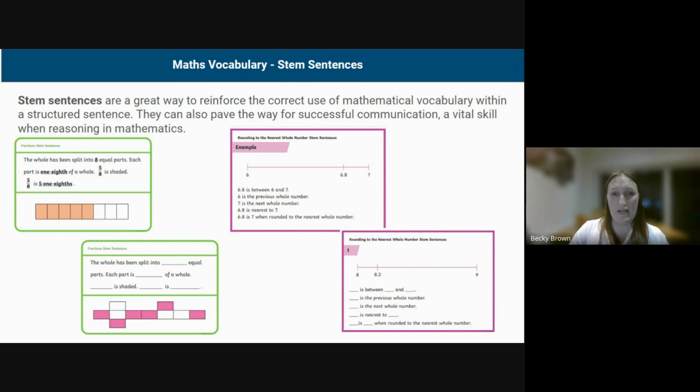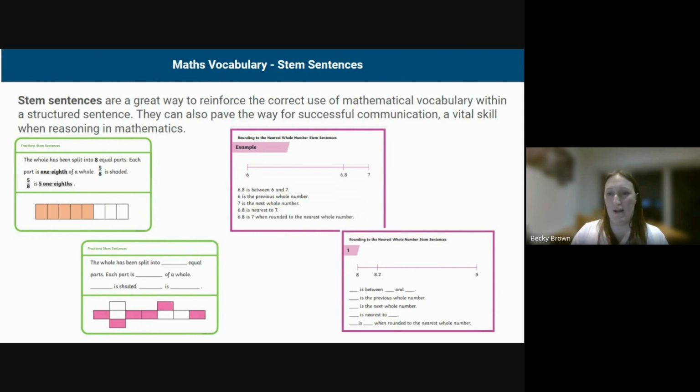So you really are consolidating what children need to do to be able to round. So 6.8 is between 6 and 7. 6 is the previous whole number. 7 is the next whole number. 6.8 is nearest to 7. So 6.8 is 7 when rounded to the nearest whole number.